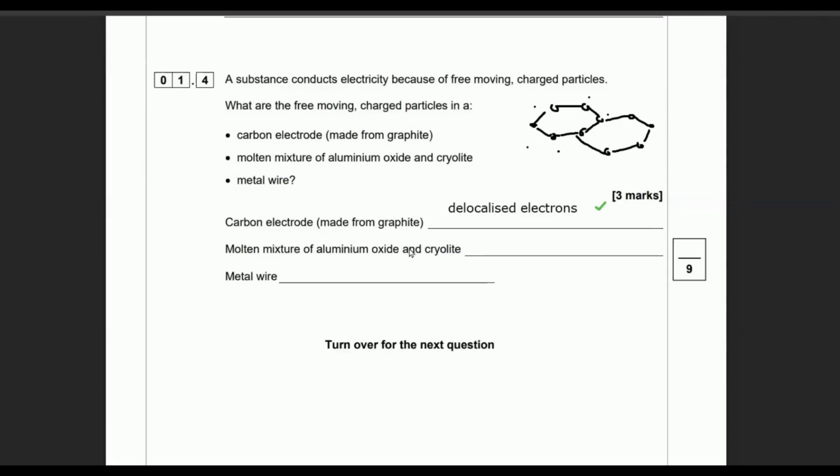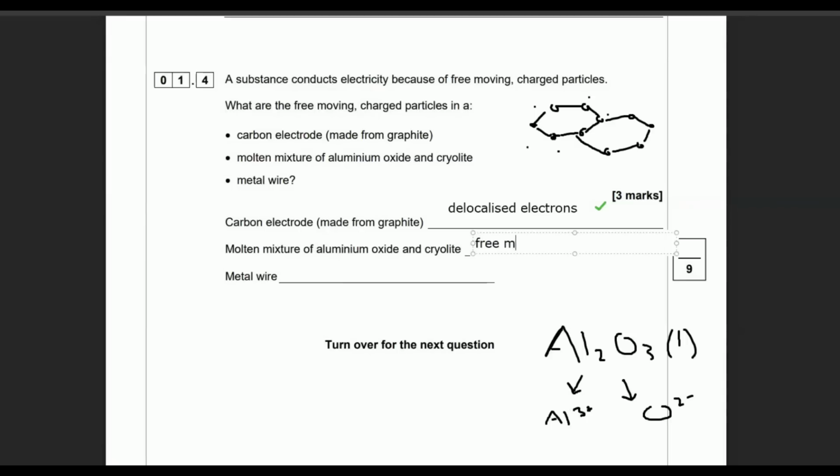What about in a mixture of aluminium oxide and cryolite? Well, if you check out aluminium oxide, Al2O3, when you melt it so it goes from solid to liquid, it forms ions, and these are free moving ions, and it forms aluminium ions and oxygen ions that can carry charge because they're free to move. So we're going to say free moving ions, or we can just say ions, and the mark scheme will give it a mark for ions. Aluminium and oxygen ions, Al3+ or O2-, or you can just say that.